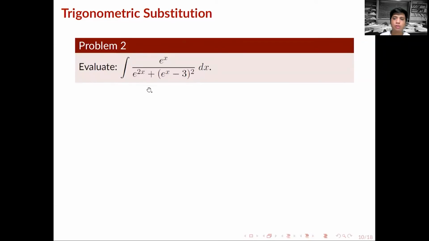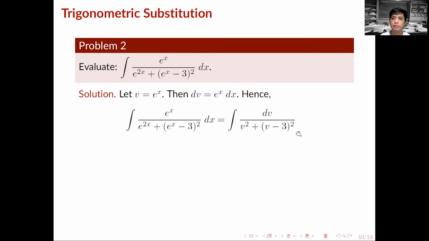Now let's try to solve problem number 2. Evaluate the integral of e raised to x over e raised to 2x plus quantity e raised to x minus 3 squared with respect to x. First step is we let v equal to e raised to x and dv equal to e raised to x dx. And then after that, we will obtain this integral.